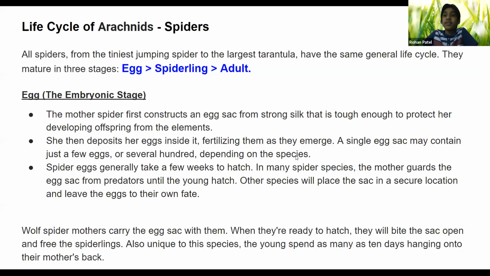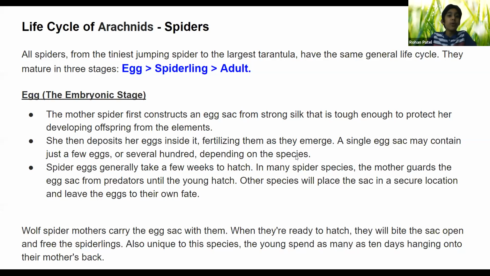A single egg sac may contain just a few eggs or several hundred, depending on what species you have. Spider eggs generally take a few weeks to hatch. In many spider species, the mother guards the egg sac from predators until the young hatch. But other species don't have mothers which are so good. They will place the sac in a secure location and then just leave the eggs to their own fate.